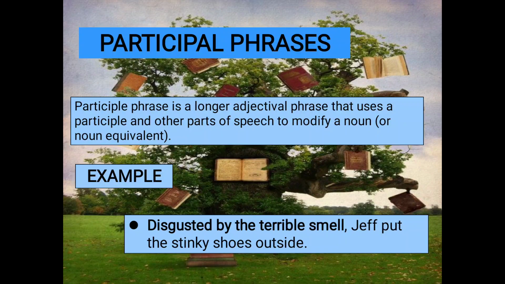Participle phrases. A participle phrase is a longer adjectival phrase that uses a participle and other parts of speech to modify a noun or noun equivalent. Example: disgusted by the terrible smell, Jeff put the stinky shoes outside. Disgusted by the terrible smell is participle phrase.